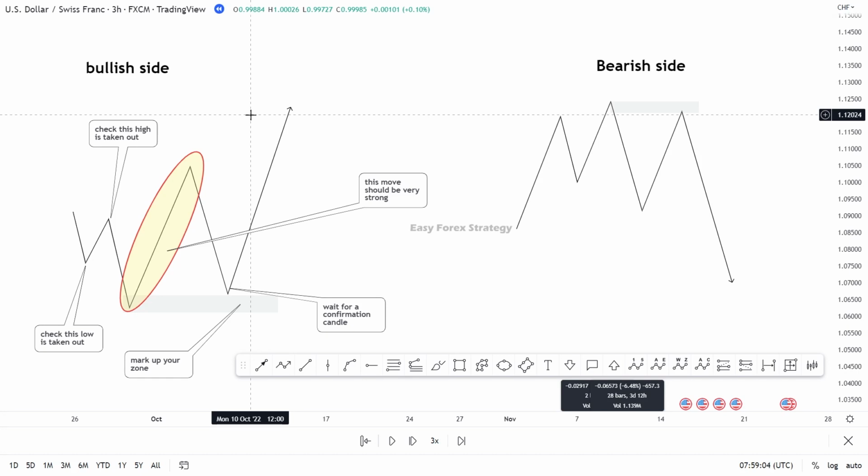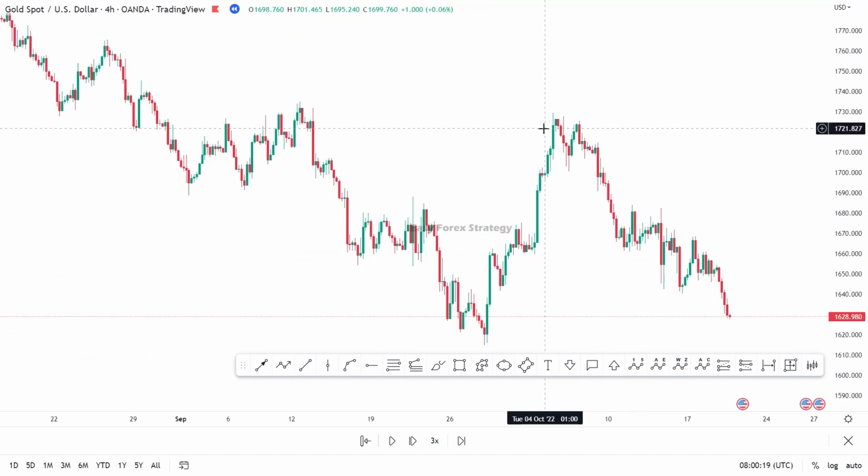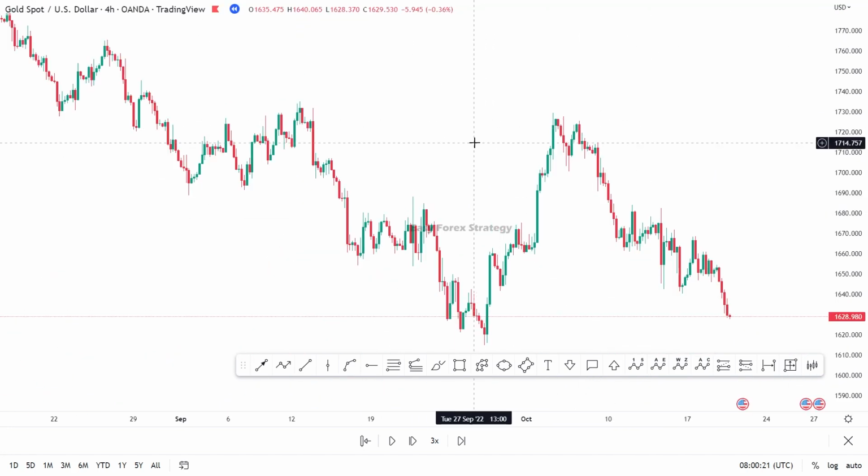Don't try to trade every zone that you see, because you will fail as a trader. Yes, you might take a couple of sniper entries, but you need to go and check that out first. Let me try and find another example so that I can show you in here. This is gold on the 4 hours time frame.